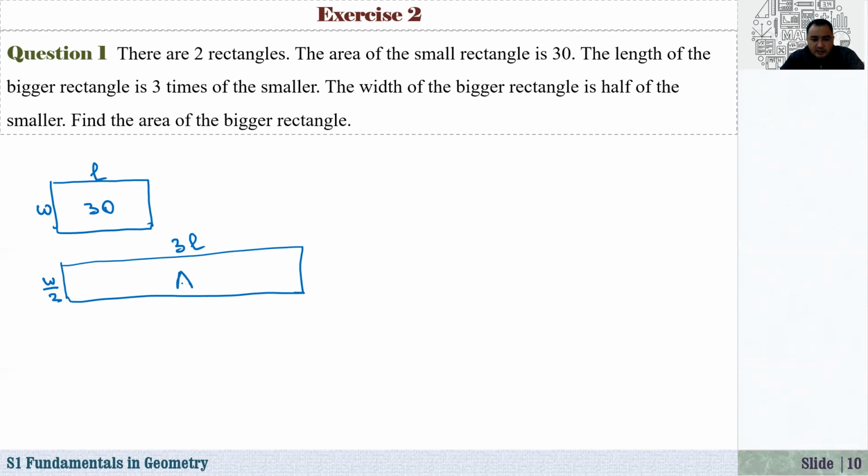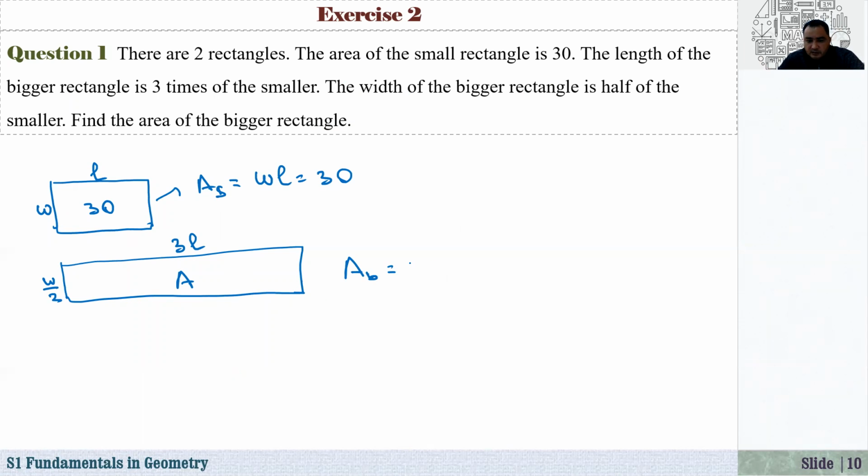Let's say it is A. Now from here, the area of the small rectangle, so area 1, is equal to W times L, and that's equal to 30. And from the second one, the area of the big one, let's say this one is a small one and this one is a big one. So that's equal to length times width.